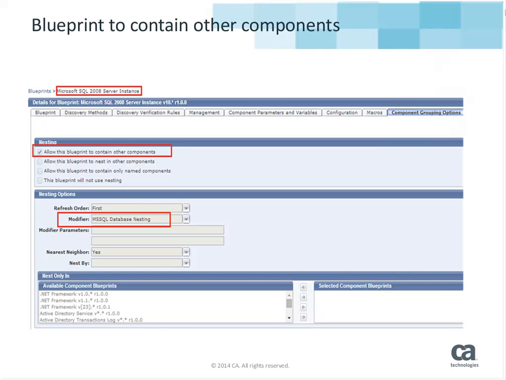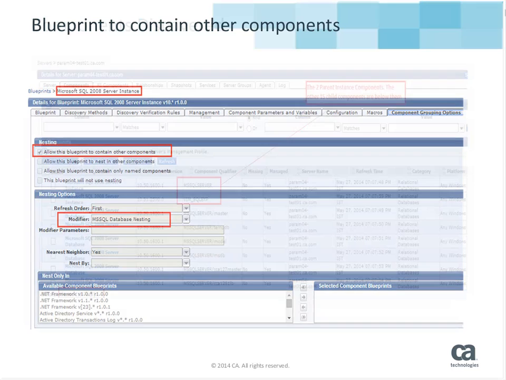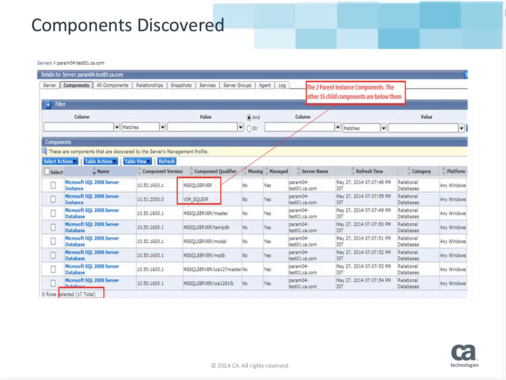So we have a checkbox in the nested section. It's important that I put the modifier, making sure that it's the MySQL database nesting. So then we can go ahead and proceed. Now I have the components that are discovered. So when I get my discovery, I have what's nested here. I have the 2 parent instance components, and the other 15 child components are below those.